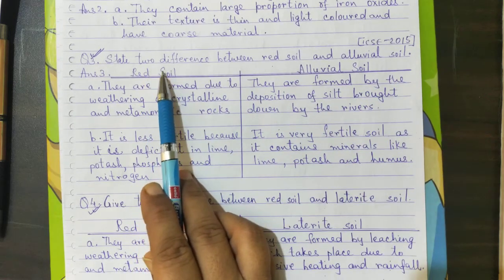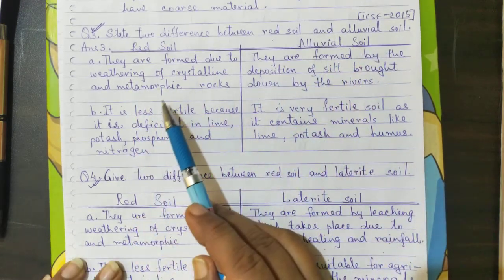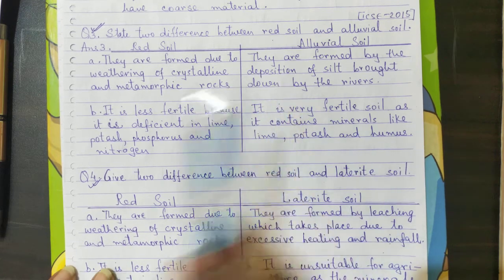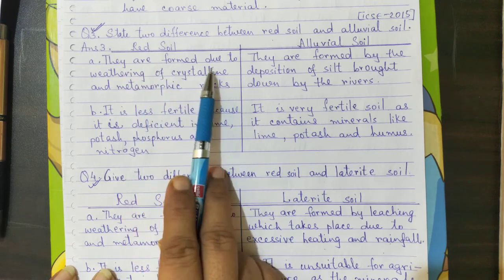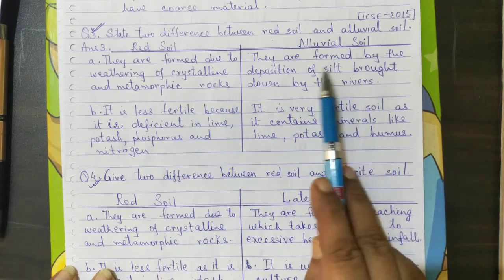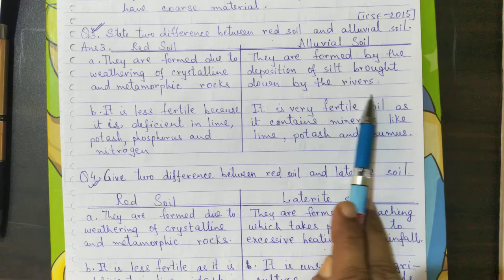That is the difference between red soil and alluvial soil. So we have written the characteristics. That is also a very important difference between these soils. The first difference is that red soil is formed due to weathering of crystalline and metamorphic rocks. Alluvial soil is formed by deposition of silt brought down by the rivers.